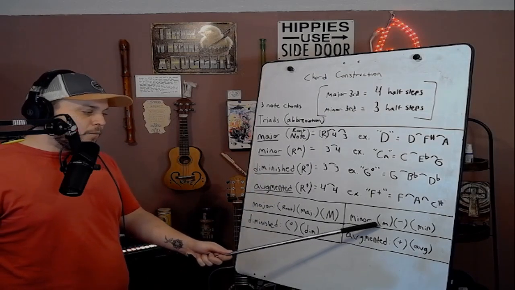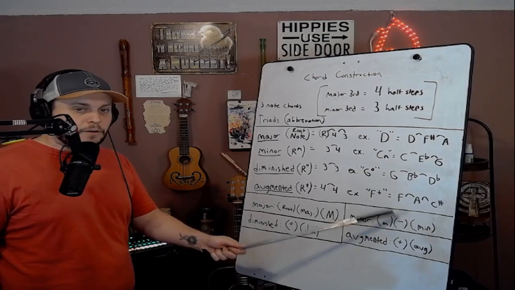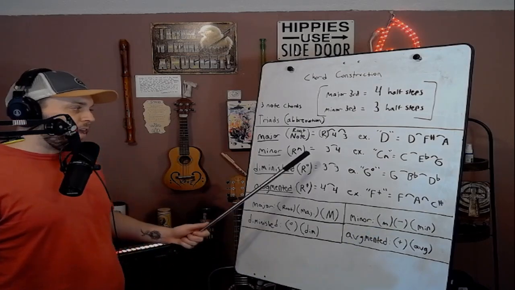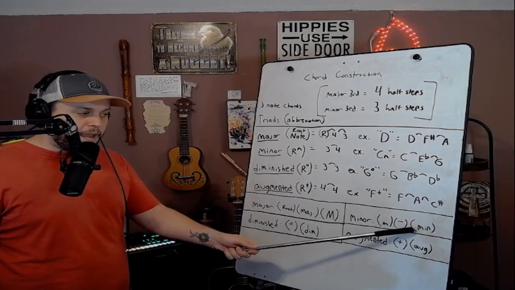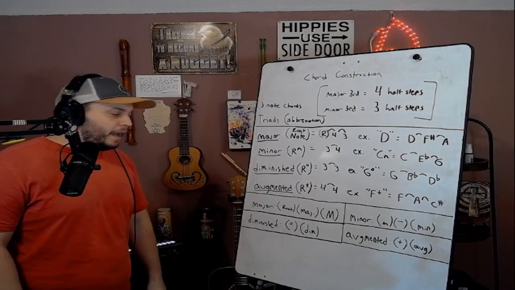Minor, the way I do it is a small m, but sometimes you might see a minus sign or a dash. That's the same thing. It's going to be 3-4, or it might spell out M-I-N or M-I-N period, okay?